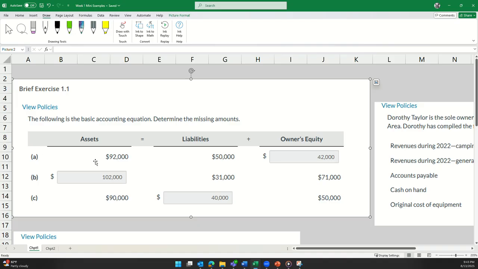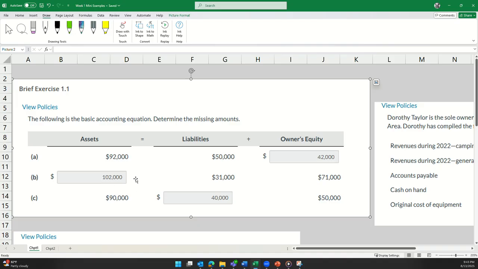In example A, the assets are 92,000. So before we get to the other side, we know it has to total up to 92,000. So we have 50,000 plus what? 42,000. 50 plus 42 is 92. They balance. The blank is filled in for you, so you see the other three answers ahead of time.